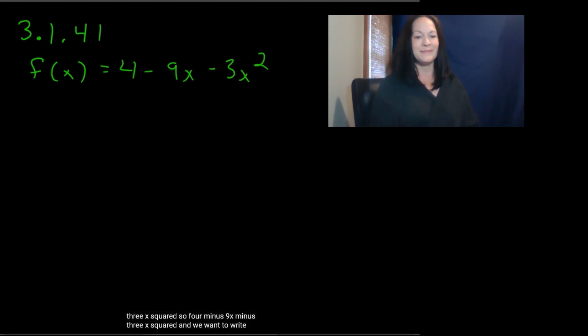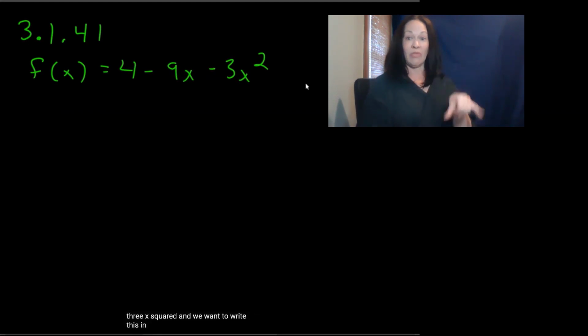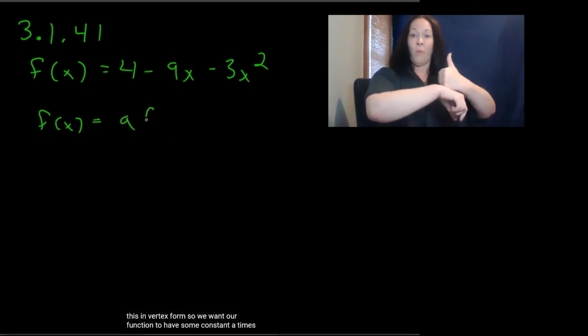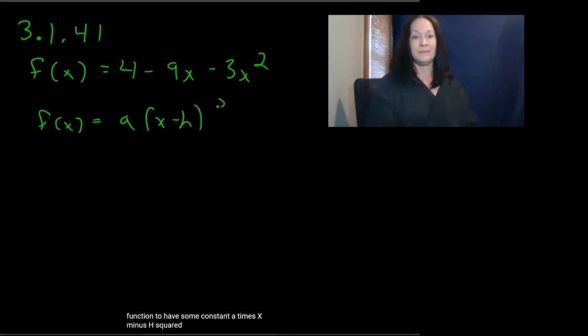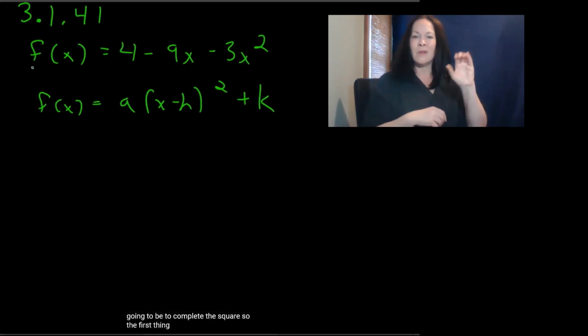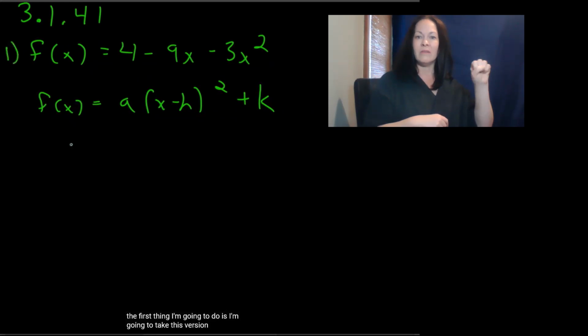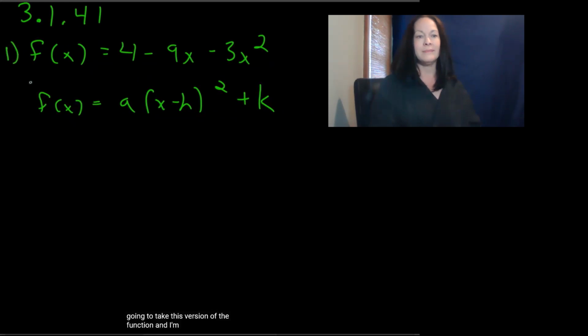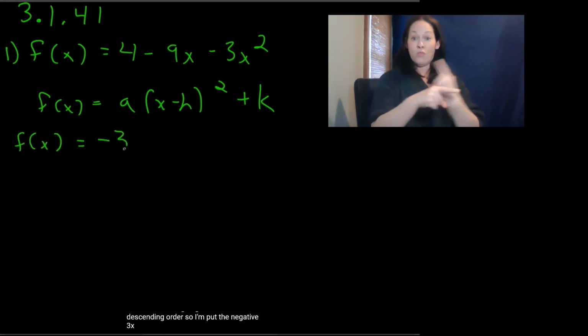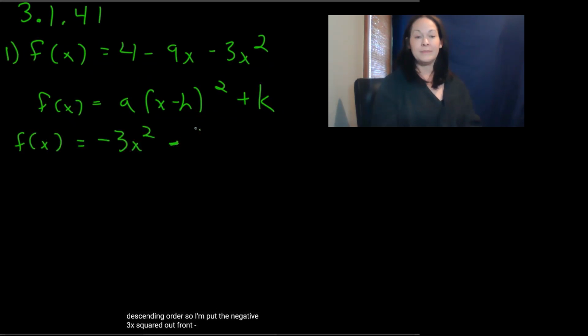And we want to write this in vertex form. So we want our function to have some constant a times x minus h squared plus k. So our goal is going to be to complete the square. So the first thing I'm going to do is take this version of the function and write it in descending order. So I'm going to put the negative 3x squared out front, minus 9x plus 4.